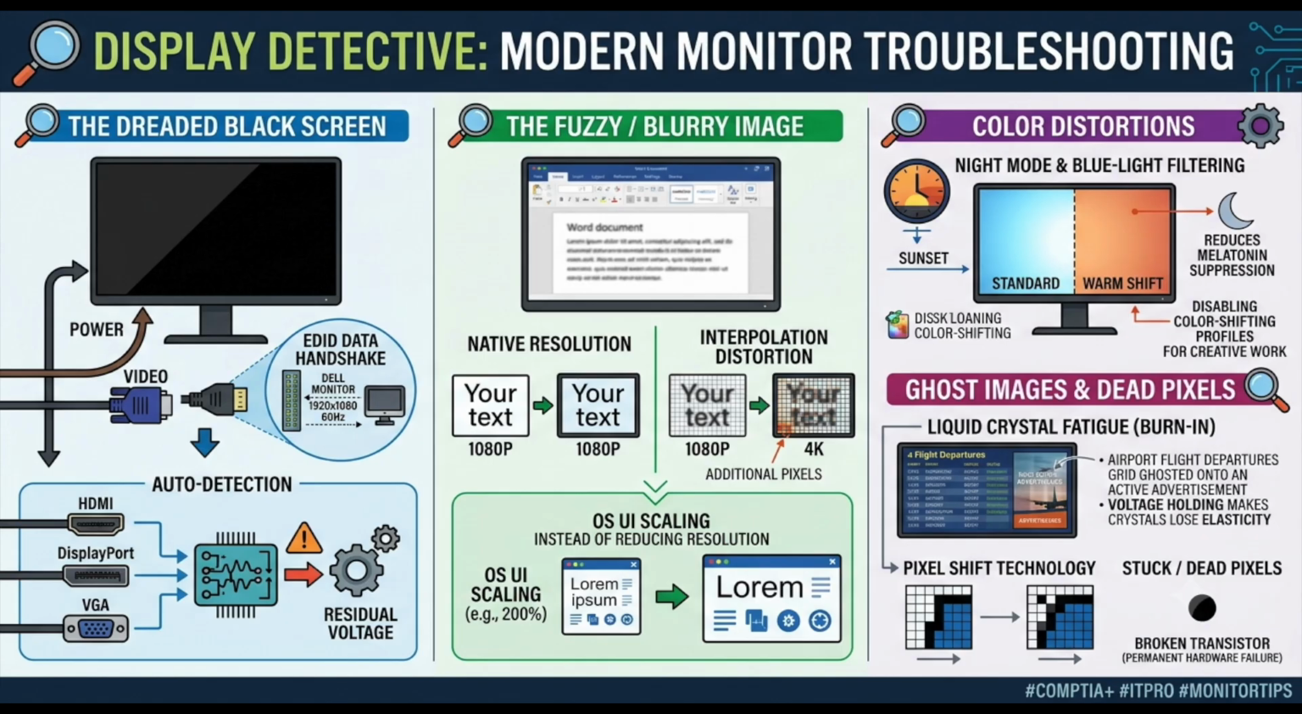Okay, so we've been blaming the hardware for being dead or dim, but let's assume we have power and we have a bright picture. Now we face a new problem. The image looks terrible, the text is fuzzy, the graphics are distorted, or the colors look completely wrong.